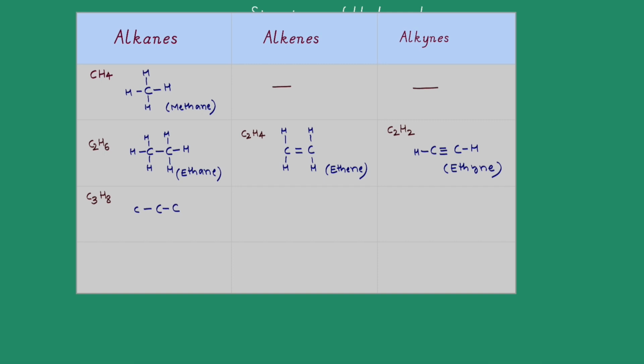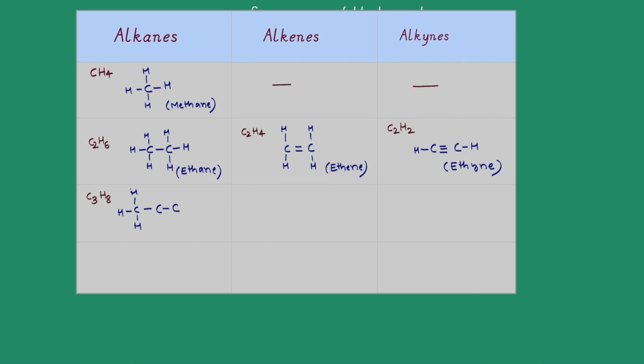a single bond between all the three carbons. Why? Because it is an alkane. When it is an alkane, there should be only single bonds between carbon and carbon. Okay, single bonds are over. Now around carbon there should be four bonds. Already one bond is over between carbon and carbon for the first carbon.